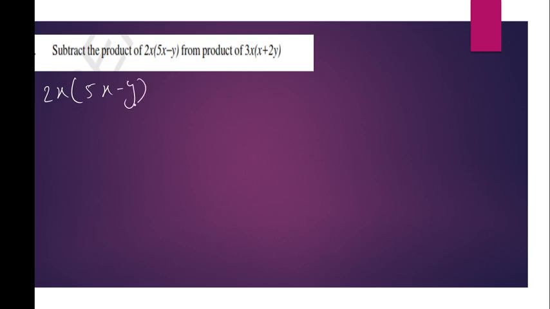Next, subtract 2x into 5x minus 5 from 3x into x plus 2y. So what should we do? What is subtrahend and what is minuend in this problem? The first one is called the subtrahend, the second one is called the minuend. The subtrahend is the expression which is being subtracted.